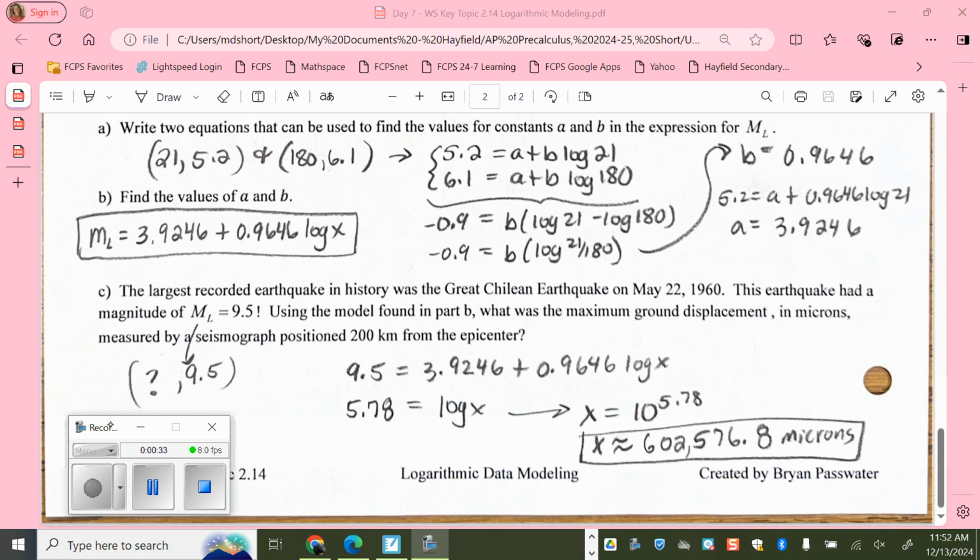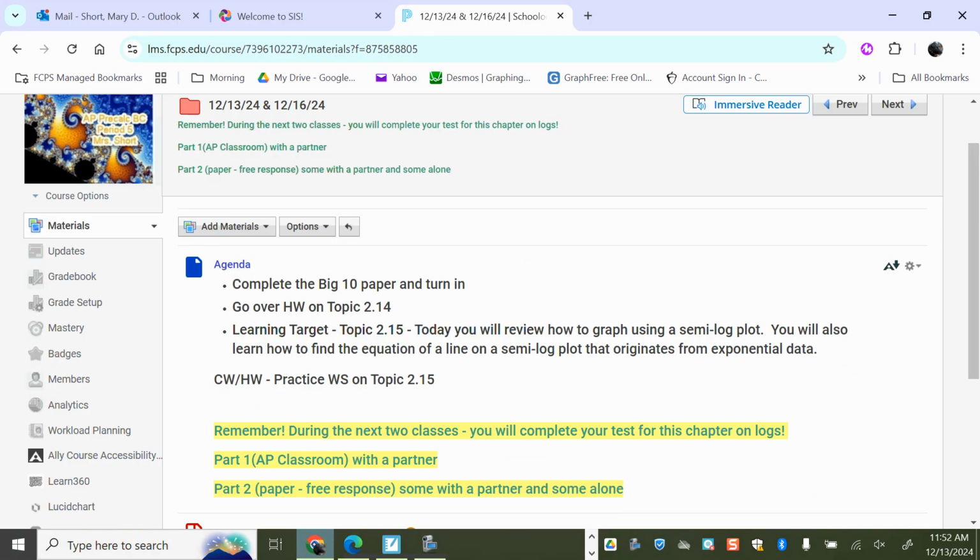Right. Okay, so remember that next week, I'll see you Tuesday and Thursday. On Tuesday, you're going to do part 1 of your test for this chapter with a partner, all right? AP Classroom questions. Then we'll take the whole class, but I'll give you about an hour to do it. The first half hour, we'll go over the homework and I have a couple other things to show you.